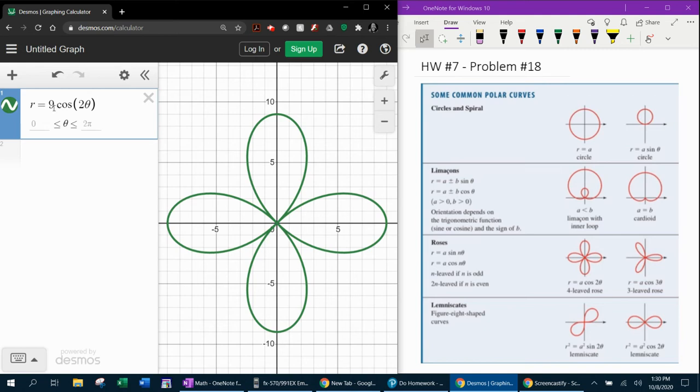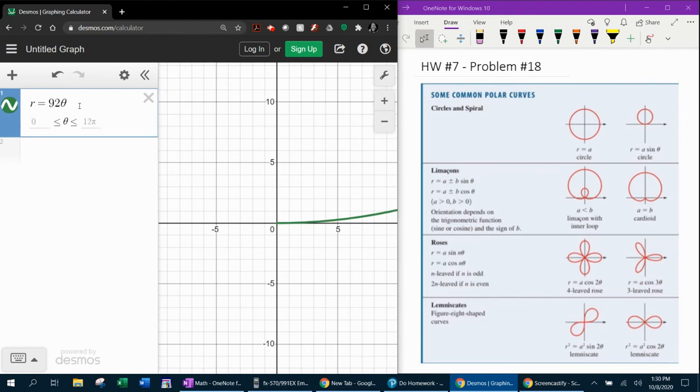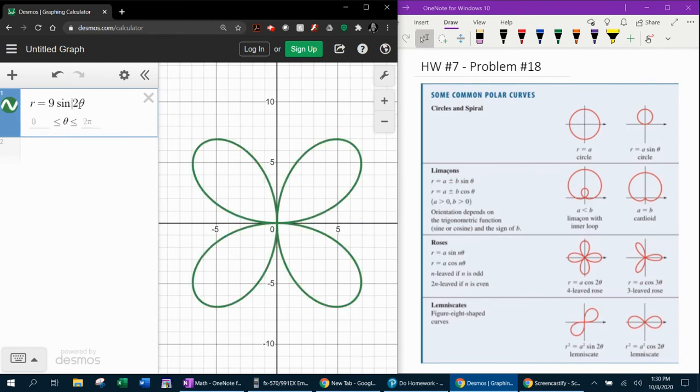And just for fun, what I would like to do is show you what happens to it if it's sine instead of cosine, and then what happens if the n is odd instead of even. So let's change this to sine. Notice that it is still 4 petals, but sine changes the orientation. Notice it rotates it 45 degrees.